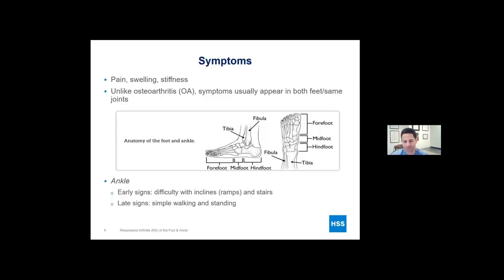What are the symptoms? The most common symptoms are pain, swelling, and stiffness. Unlike osteoarthritis, which typically affects one specific joint, symptoms of RA usually appear in both feet, affecting the same joints on each foot. With regard to the ankle, difficulty with inclines or ramps and stairs are the early signs of ankle involvement. As the disease progresses, simple walking and standing can become painful.